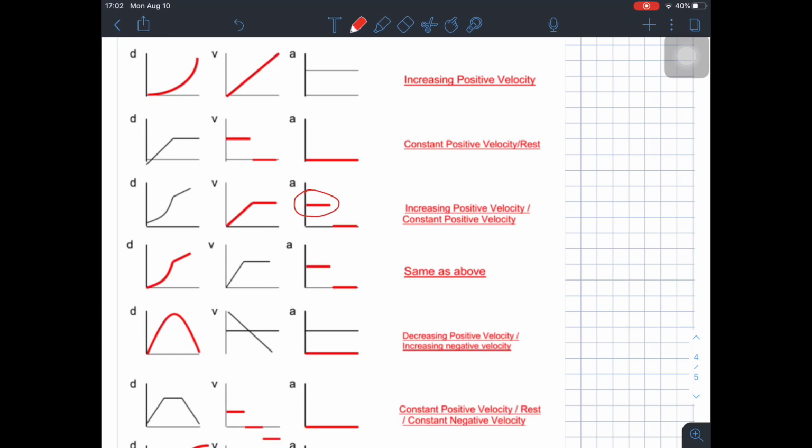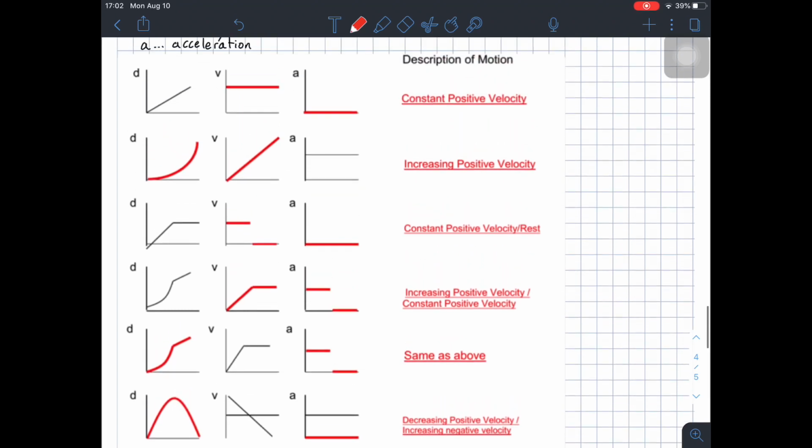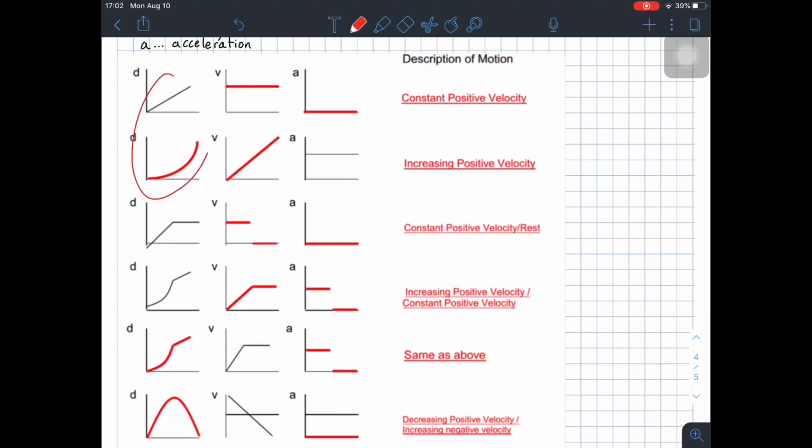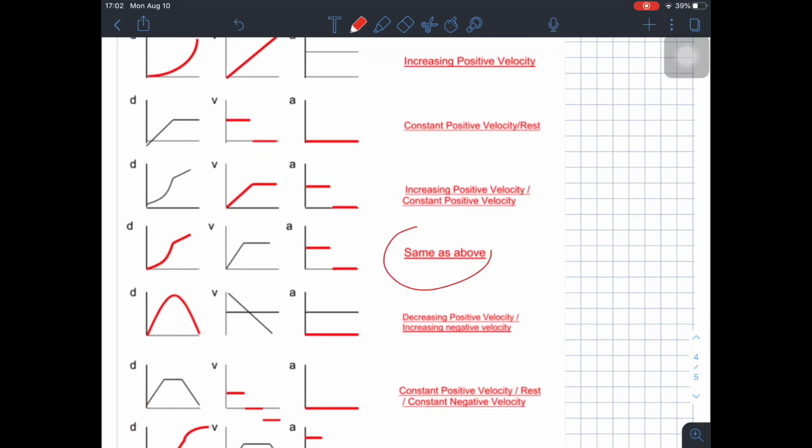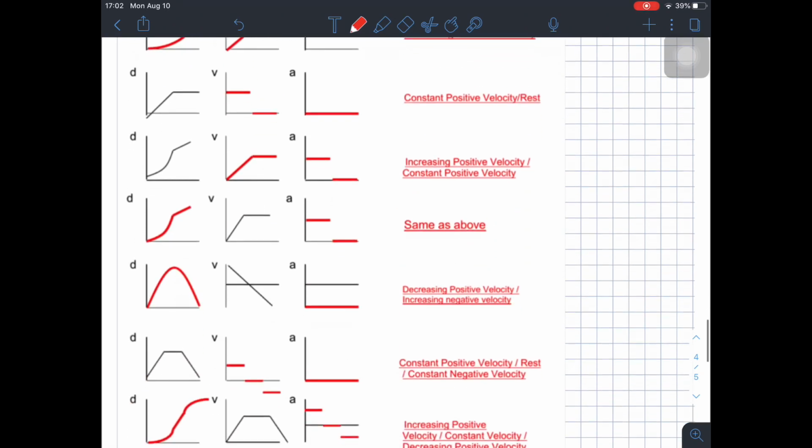Then we have this case in which there appears to be an acceleration, a constant acceleration at the beginning, but then there's no acceleration. So you see that initially velocity is increasing, but then when there's no acceleration, velocity remains constant. And that kind of combines these two situations, right? We first increase the displacement exponentially, and then when there's no acceleration, the displacement increases as a linear function. That is called increasing positive velocity / constant positive velocity. Then we have, okay, this is the same as we just saw, same as above.